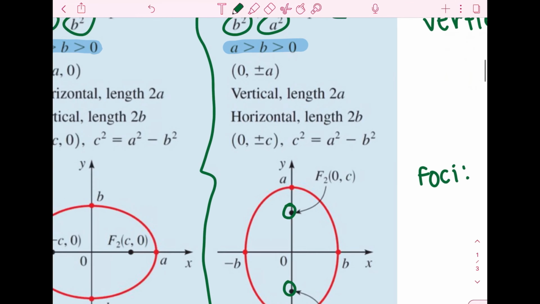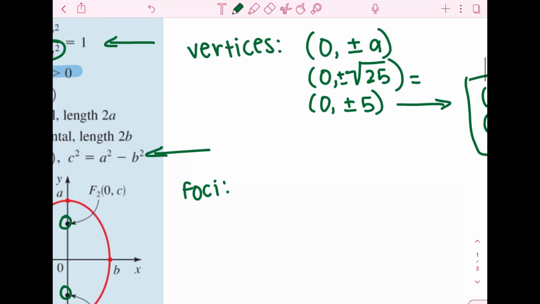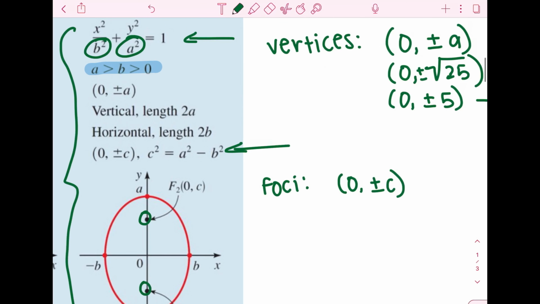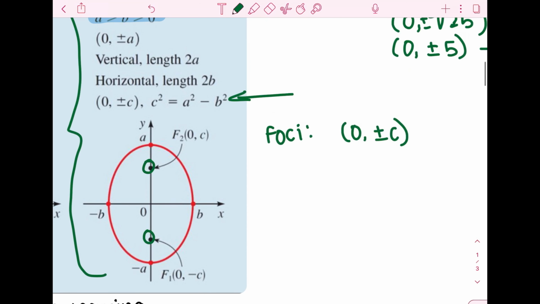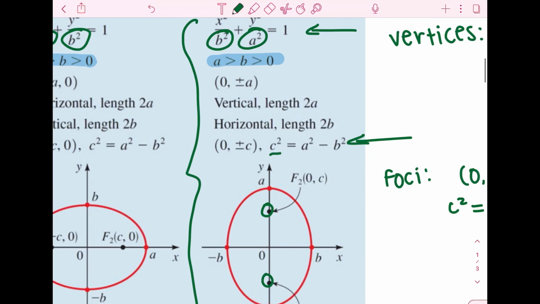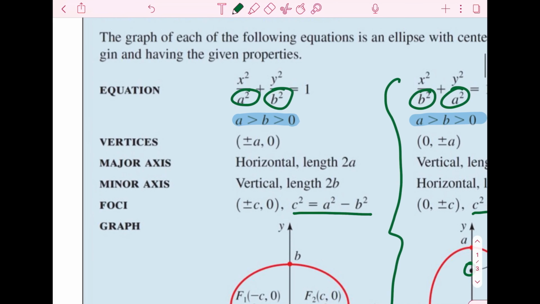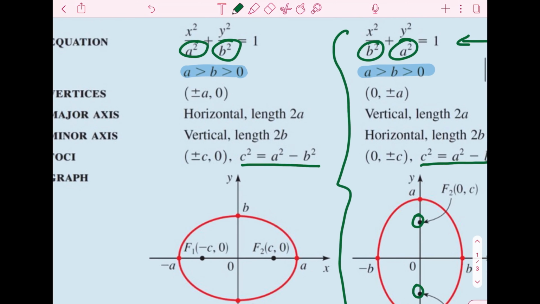Now, how do we find foci? So if we're still looking at this column, we can see that foci corresponds to this equation. So we know our foci are going to be 0, plus or minus c. We just don't know what c is yet. But we can find c, so let's write down this equation. C squared is equal to a squared minus b squared. And you'll see that this equation, c squared is equal to a squared minus b squared, is even the same for our foci on the horizontal ellipse.